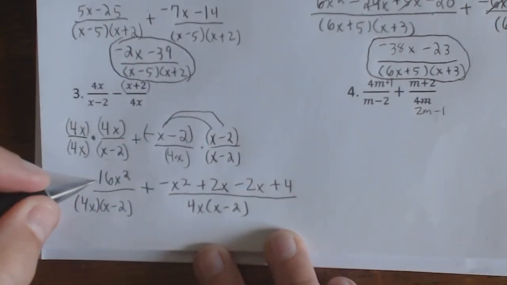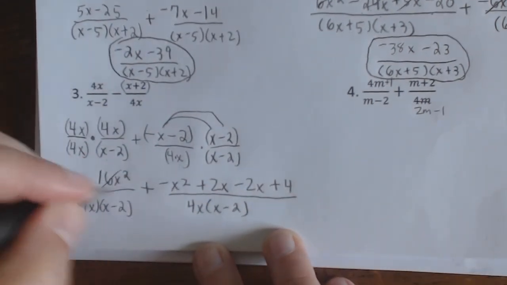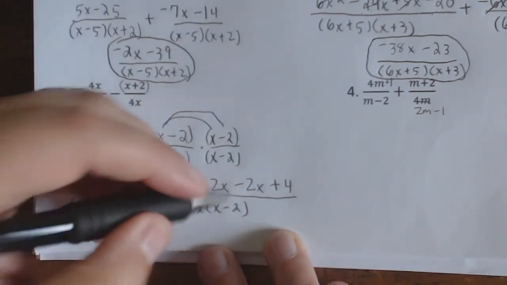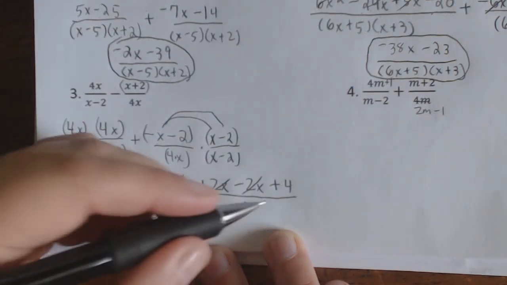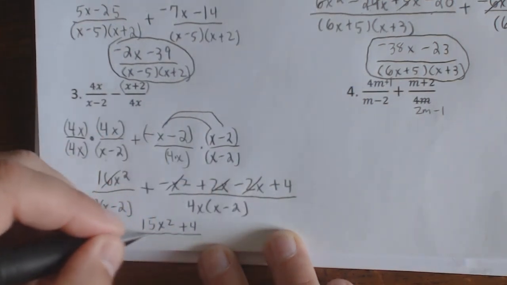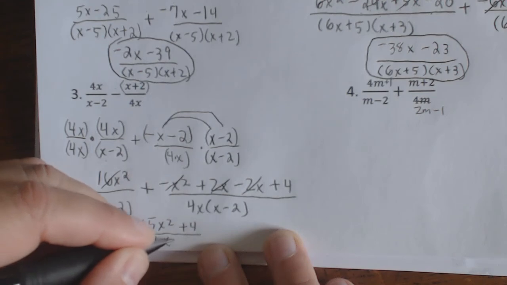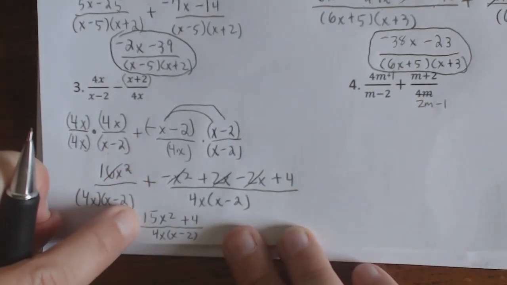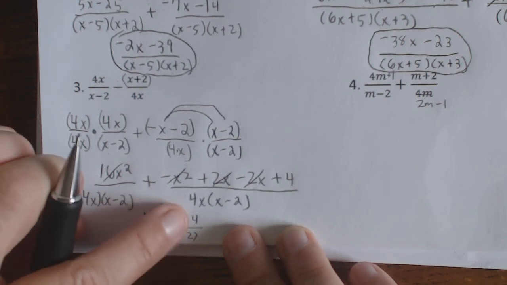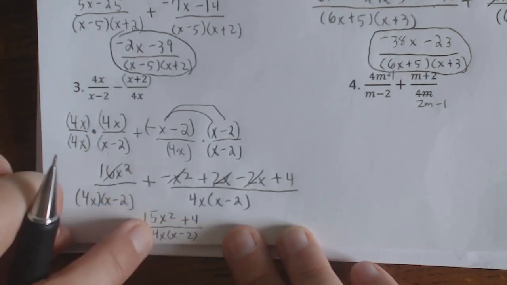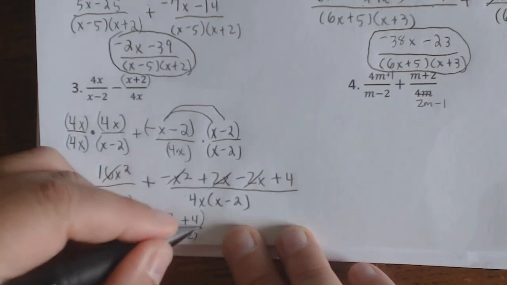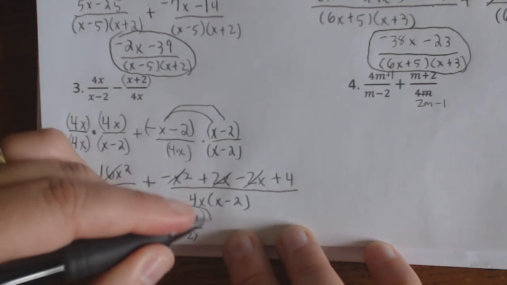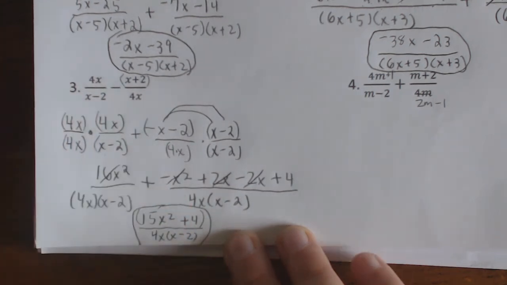Add like terms. 16x squared minus x squared is 15x squared. 2x minus 2x cancels. Plus 4 over 4x times x minus 2. This does not factor, so you can't factor anything out, and you certainly can't cancel this plus 4 with that 4. This is stuck together like glue. You can only cancel after you factor. And this is not factorable, so that's your final answer.